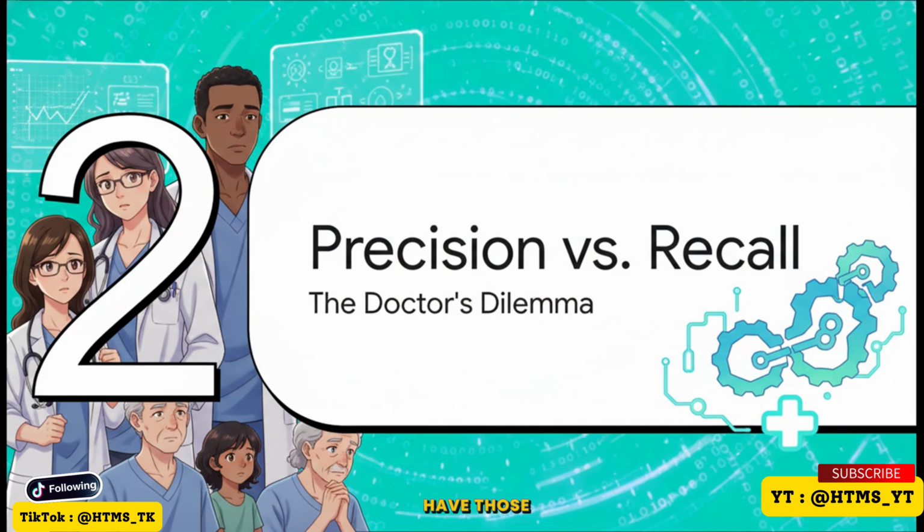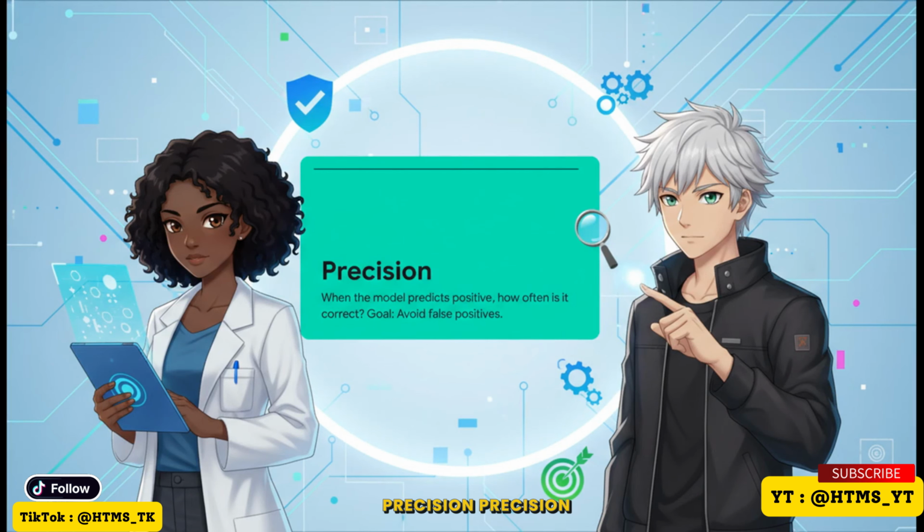Okay, so now that we have those 4 outcomes, we can build up to the 2 most important metrics in the game: precision and recall. And to really get a feel for them, we're going to frame this as the doctor's dilemma, where the stakes couldn't possibly be higher. First up, we've got precision. Precision answers a very specific question. When my model predicts something is positive, how often is it actually right? The main goal when you're focusing on precision is to avoid those false positives, those false alarms. You want to be really sure that when it raises a flag, it means it.